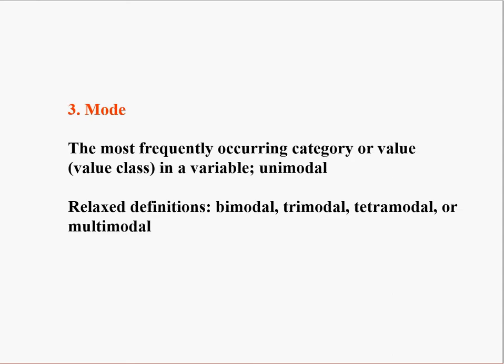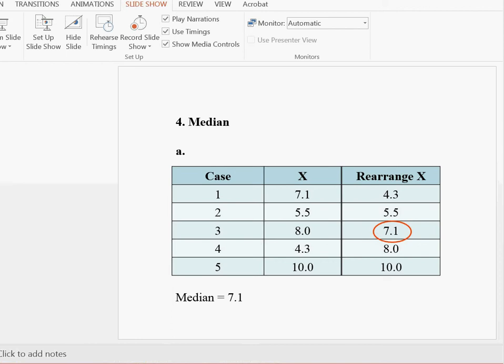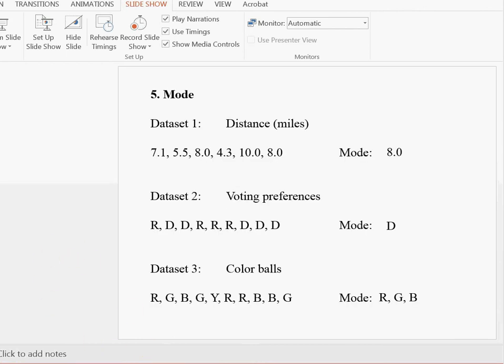The mode. The mode is defined as the most frequently occurring category or value in a variable. Let's look at this example here. In this data set, which value has the highest frequency of occurring? 7.1 occurred 1 time, 5.5 occurred 1 time, only 8.0 occurred 2 times. The highest frequency, therefore the mode of this data set, is 8.0.